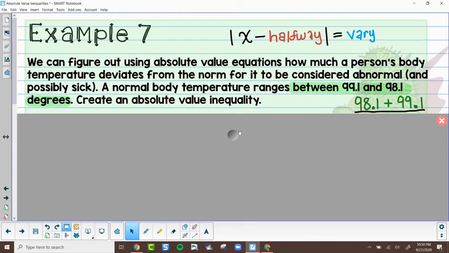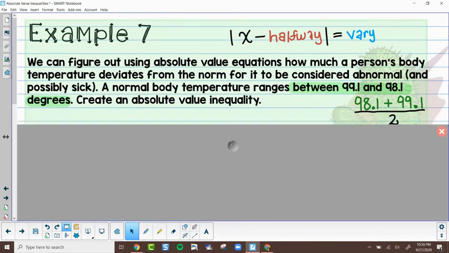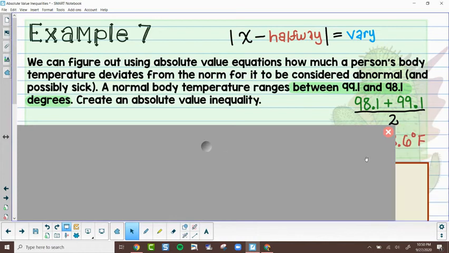Welcome back. So here, first I needed to find the halfway point between 99.1 and 98.1. So I added them and split them in half. That's where I got one of those numbers from. So there's 98.6. Well, how far away is 98.1 from 98.6? And vice versa, how far is 98.6 from the other one? Well, they're about half a degree off.